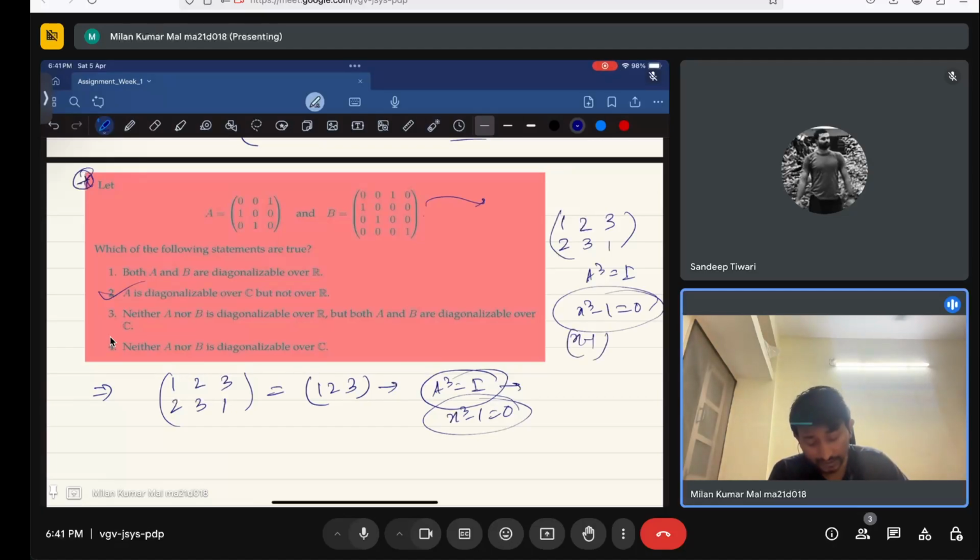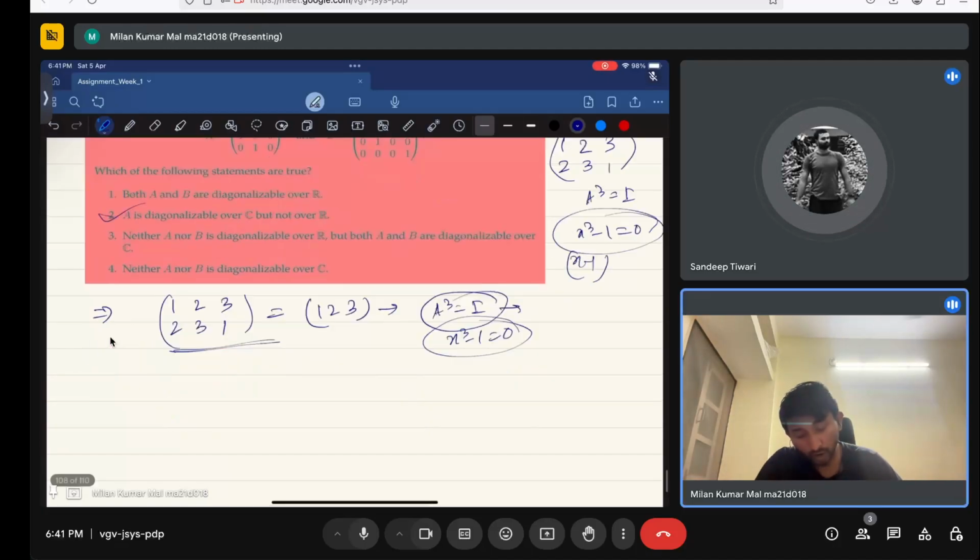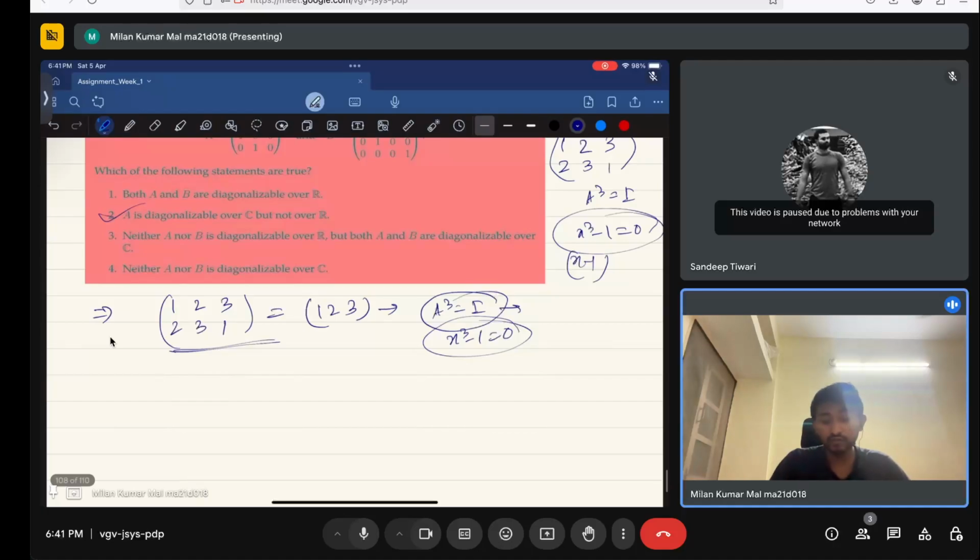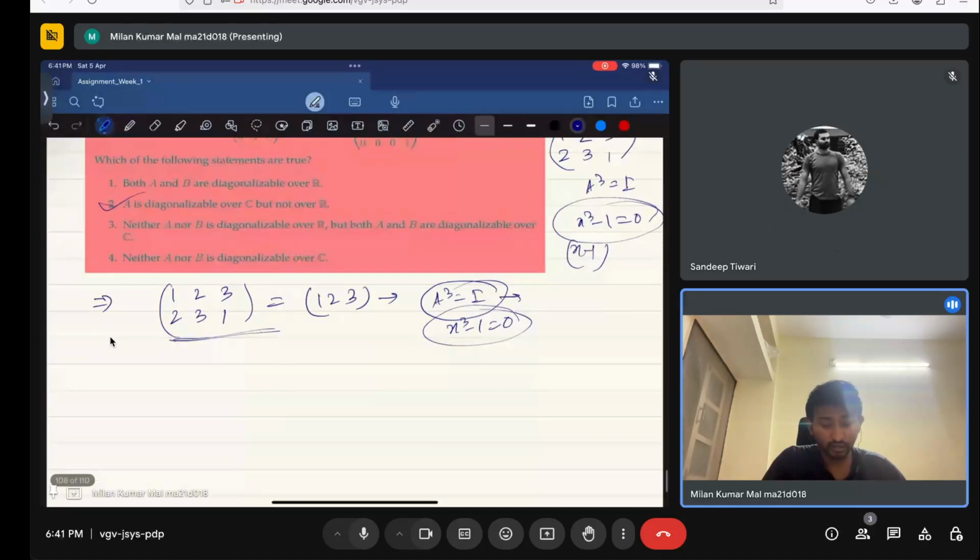But you understand this technique, that permutation matrix. These are permutation matrices. Let's do it for one. Obviously you should not waste time in the exam hall doing all these things to check whether A cube will be identity or not. But this is a permutation matrix of degree 3.